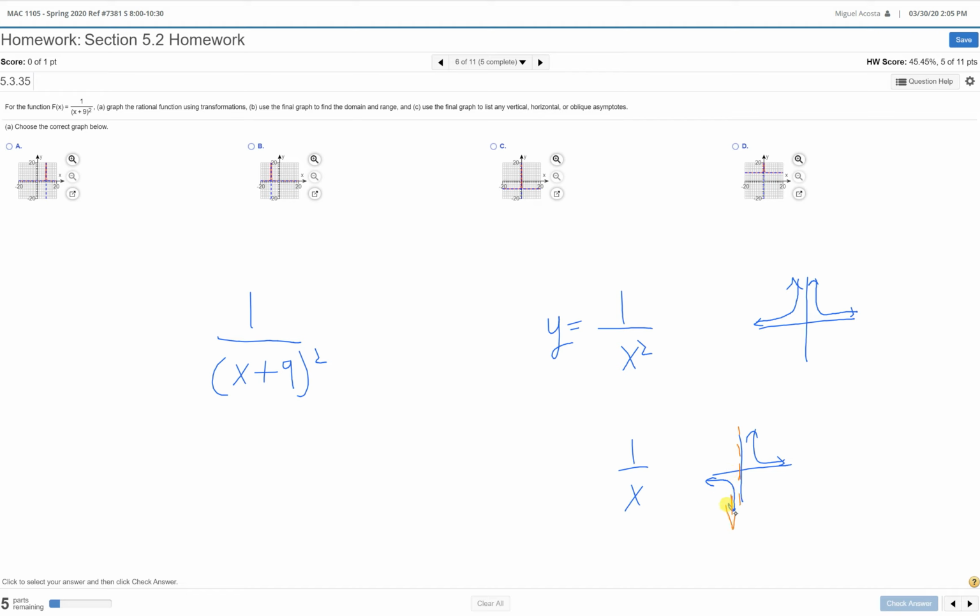So this is going down and this side is going up, different infinities, because the multiplicity of that factor is 1. But when the multiplicity is 2, they share the same infinity. And it makes sense because this fraction is always positive. So the entire graph should be above the x-axis, okay? So I'm going to clear all this out and start over.